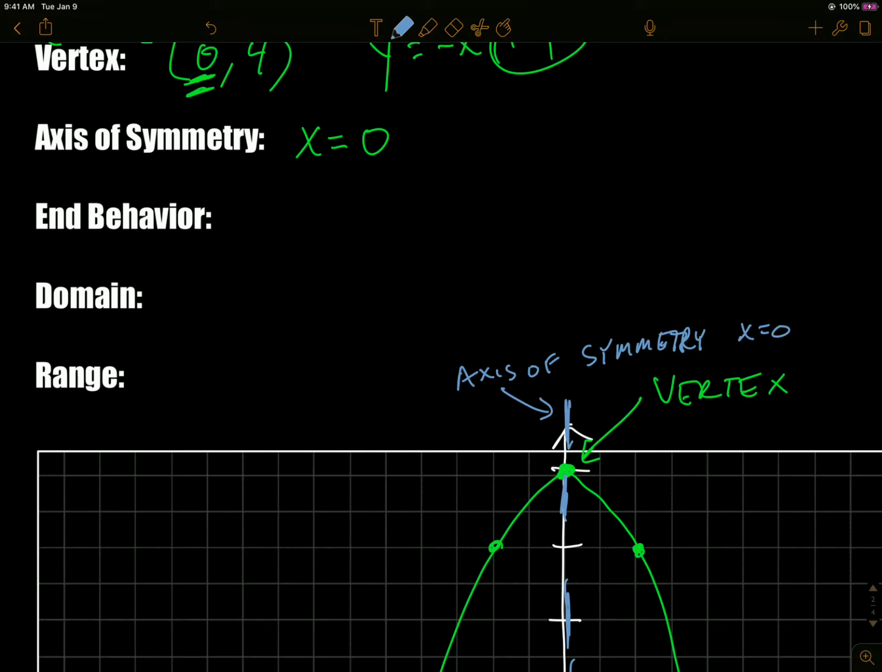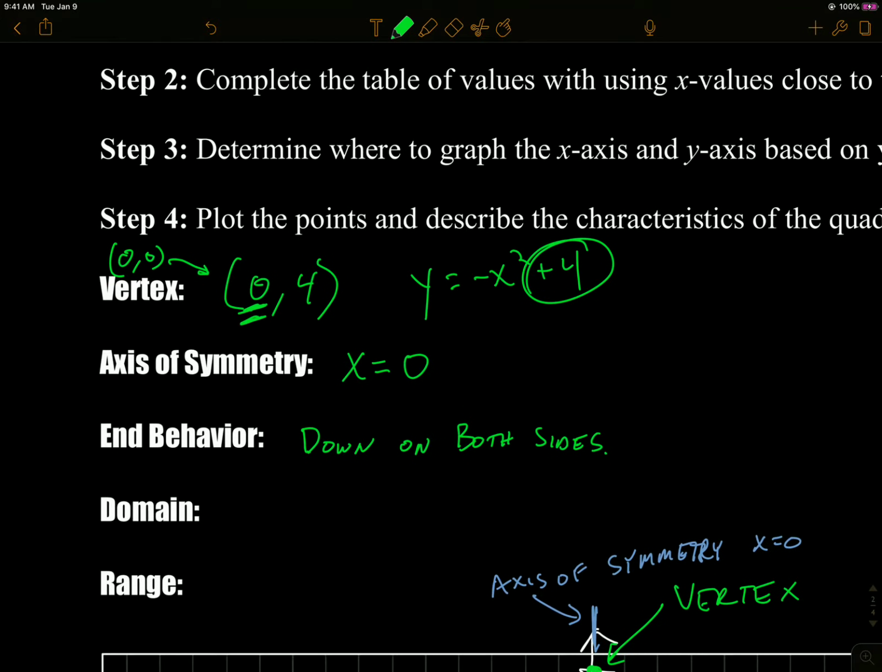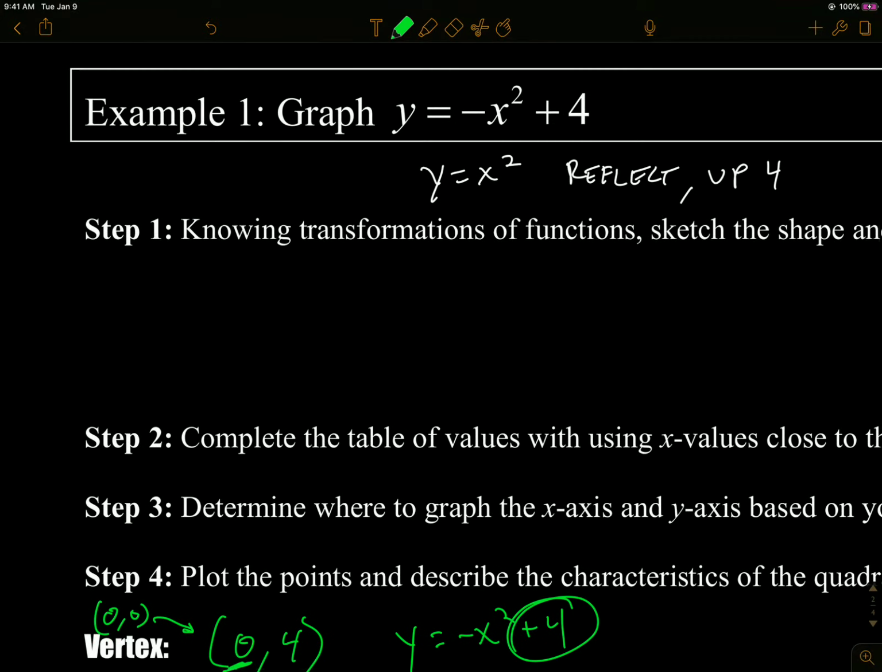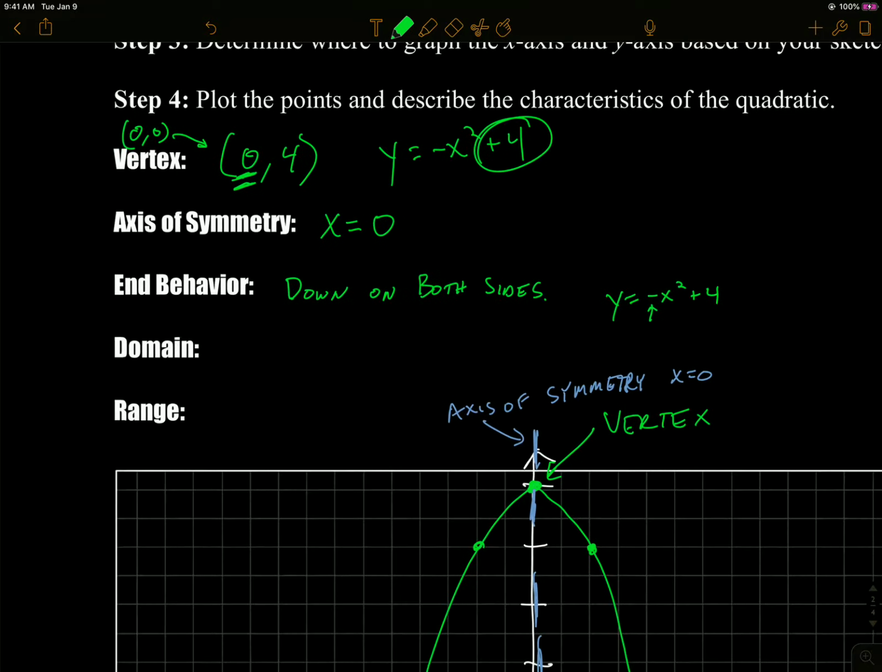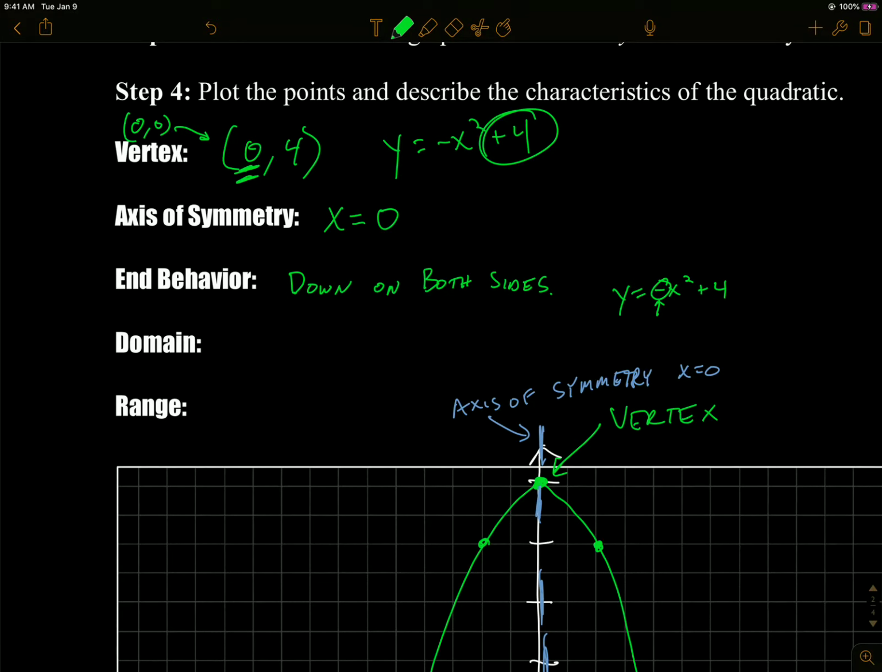End behavior. It's going to go down on both sides. We know it's always going to do the same thing, so does it go down or does it go up? How do I know that? I can tell by the graph, but how do I know from the equation? Again, knowing your transformations helps here, right? y equals negative x squared plus 4. If you know what the parent parabola looks like, when I reflect it, the negative reflects it downward. Now I know that on both sides it's going down because of that negative in front.